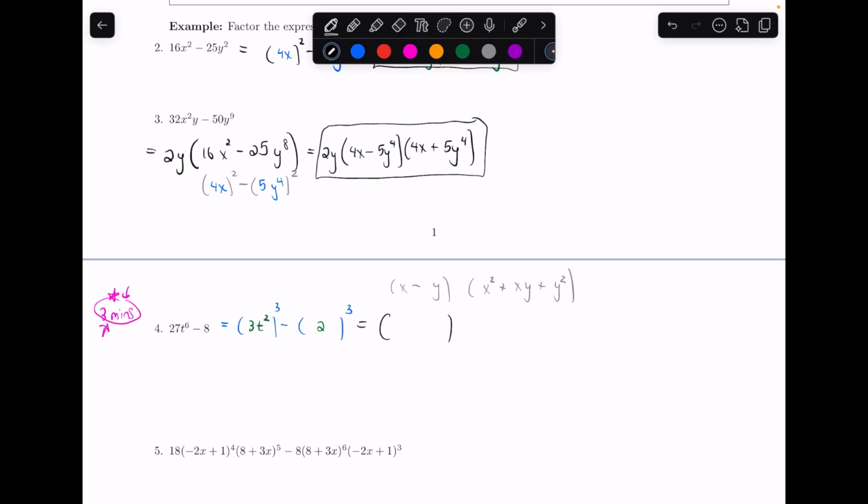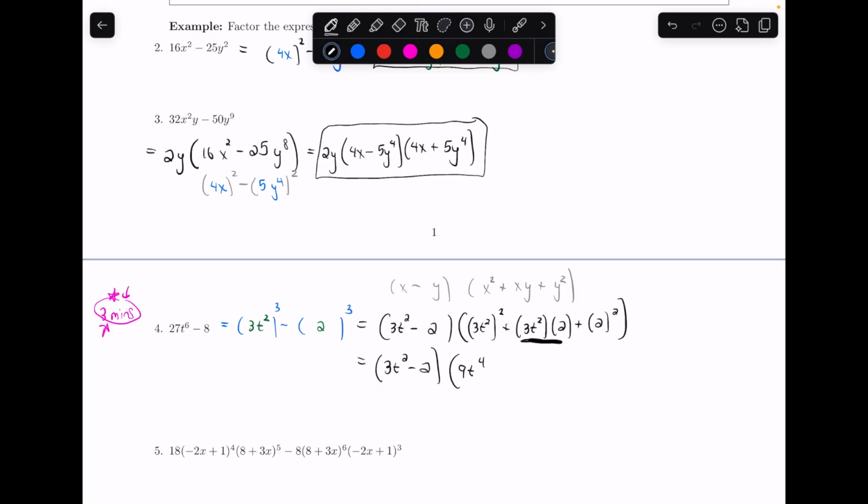So now I'm going to be plugging in. So my first thing here is 3t squared minus my second thing is 2. And then for the second parentheses, I'll get that 3t squared now is going to get squared, plus x times y will give me 3t squared times 2, plus y squared. That'll give me 2 getting squared. Okay. The first parentheses just stays as it is, 3t squared minus 2. And the second one, when I square this first term, I get 9t to the fourth.